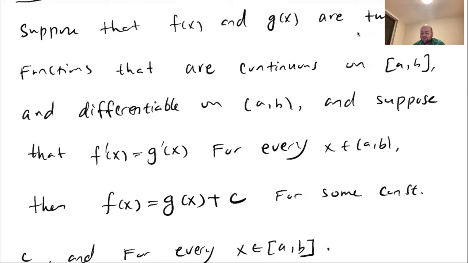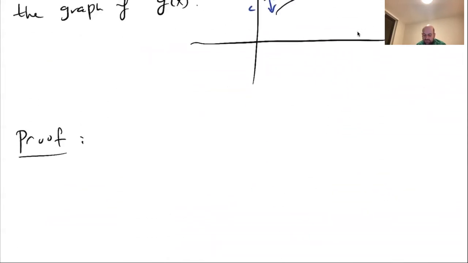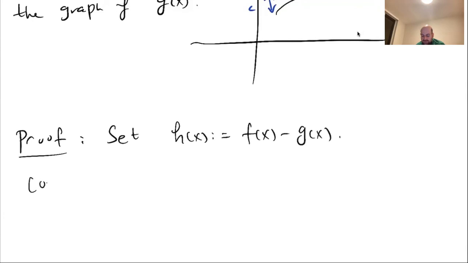Well, f prime is equal to g prime according to my assumption, right? So f prime equals g prime means f prime minus g prime equals 0. So I have to define h, the new function, as f minus g, and then I can say that h prime becomes 0. So proof, set h of x as f of x minus g of x, again on the same interval that f and g are defined, which we called a and b.